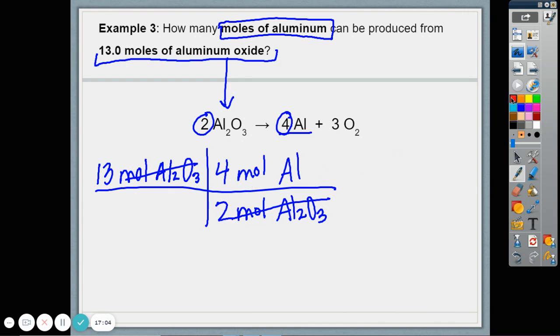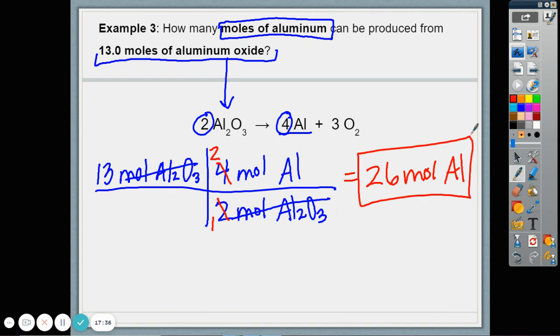So what I mean by reducing is, since this is just like a fraction, we can reduce fractions. I could reduce this to a 1 and reduce this to a 2. So then if I do 13 times 2, I would get 26 divide by 1. Or you could have not done that, what I just did in red. Do 13 times 4 and then divide by 2. Either way, you will get 26 moles of aluminum.